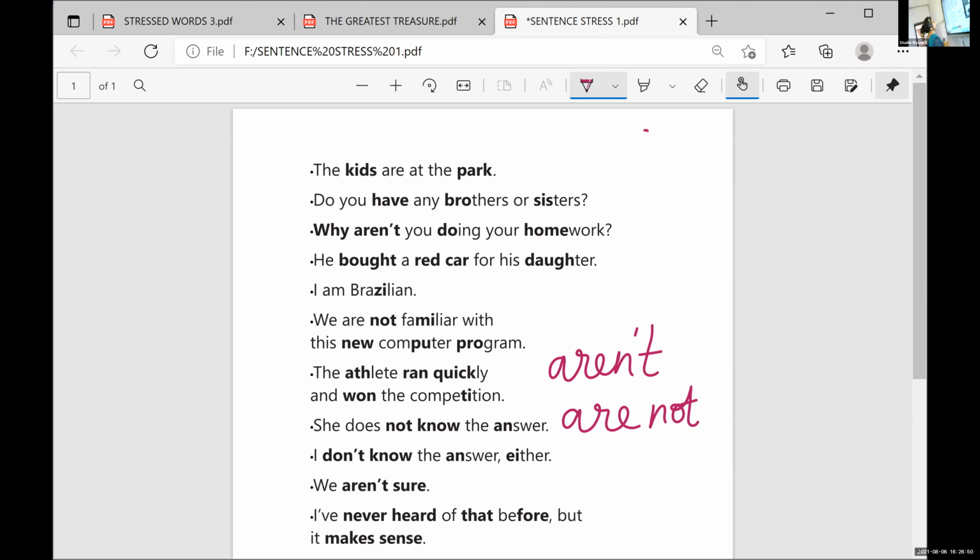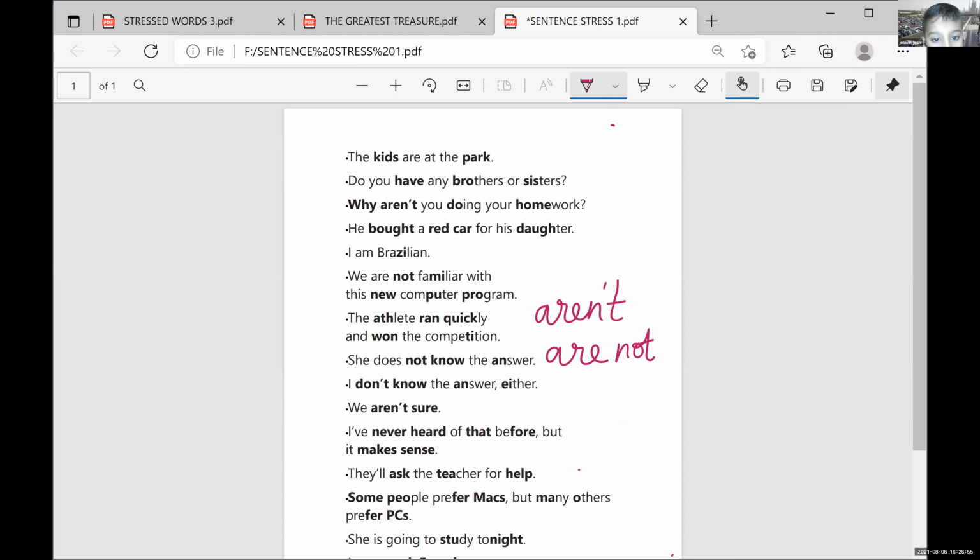Okay, good. Jaswin, read the next one. He bought a red car for his daughter. Very good. John Daniel, next sentence. I am Brazilian. Yes, Brazilian. I'm Brazilian. Okay, good. Anupama, next one. We are not familiar with this new computer program. Familiar. Okay, it's familiar. We are not familiar with this new computer program. Good.